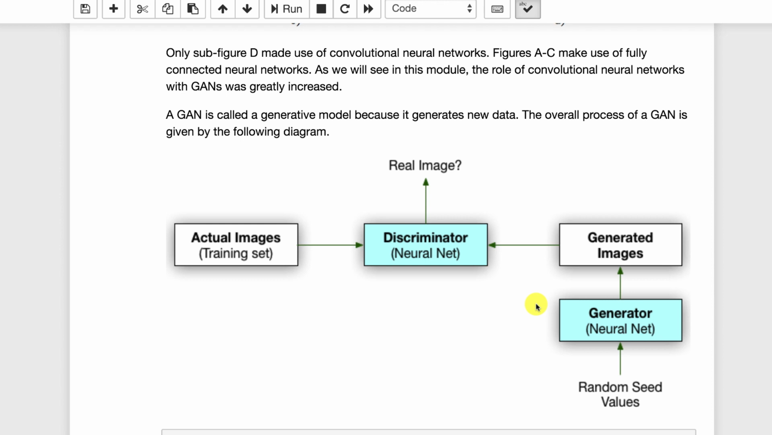Adversarial means that there's adversaries. So that means you need at least two things that are working adversarial to each other. So there's two neural networks that are working together yet against each other. There's the discriminator and the generator. The discriminator learns to recognize fake data. So it learns to recognize fake faces. The generator, on the other hand, learns to generate data that will fool the discriminator.